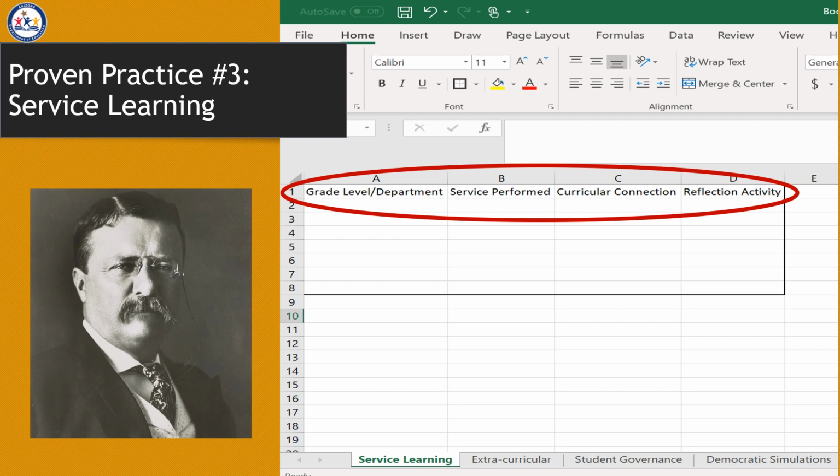Number 6, are collaborative and mutually beneficial and address community needs. Number 7, they engage participants in an ongoing process to assess the quality of implementation and progress towards meeting specified goals and use results for improvement and sustainability. Lastly, number 8, they provide youth with a strong voice in planning, implementing, and evaluating service learning experiences with guidance from adults. In a spreadsheet, be sure to include the grade level and department, the service that was performed, the curricular connection to that service, and then a reflection of the activity. Use this spreadsheet then and upload it to your application.